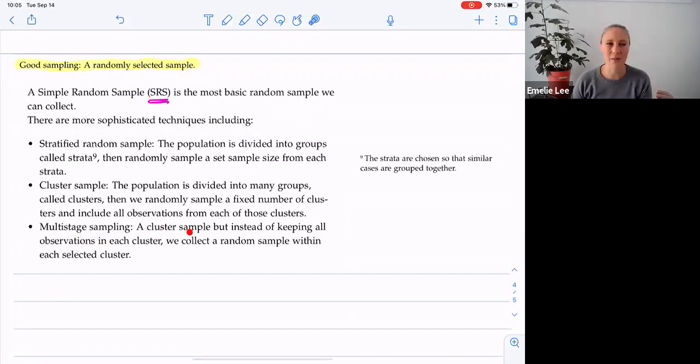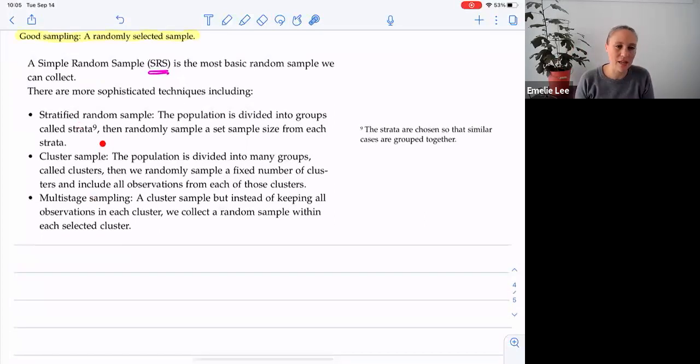You have a cluster sample. So you're splitting your population into clusters, and then you're randomly selecting some number of clusters. And then instead of looking at everyone inside those clusters, you would take a random sample within those clusters.